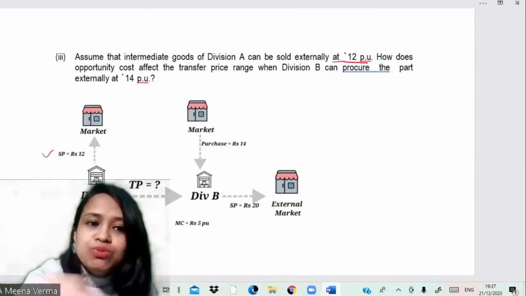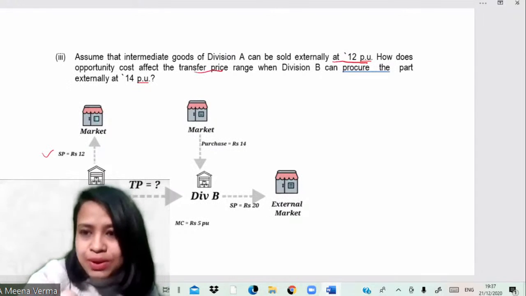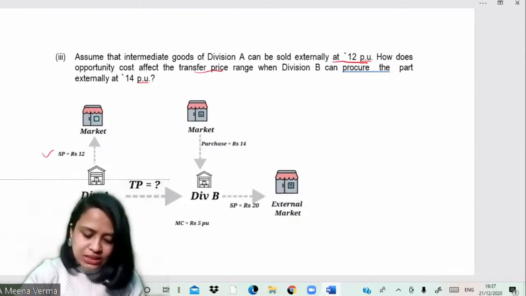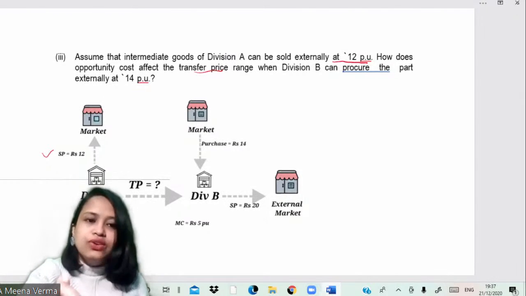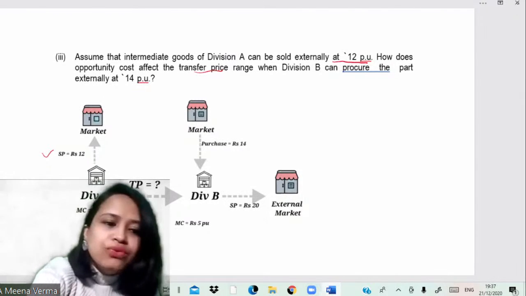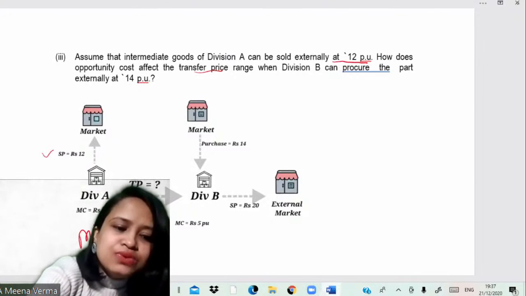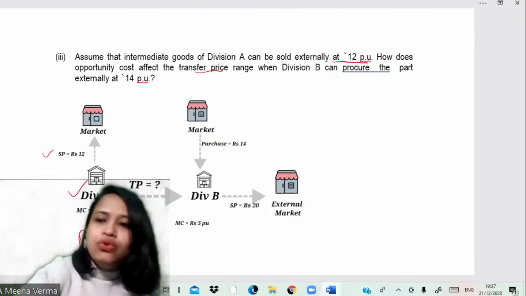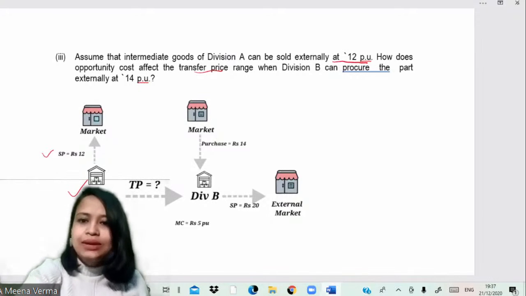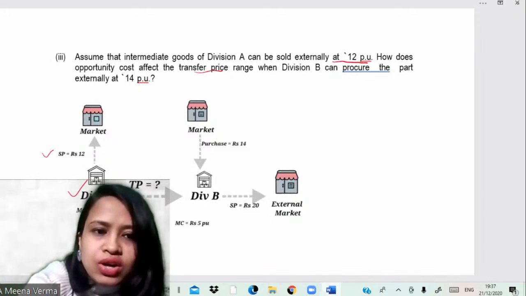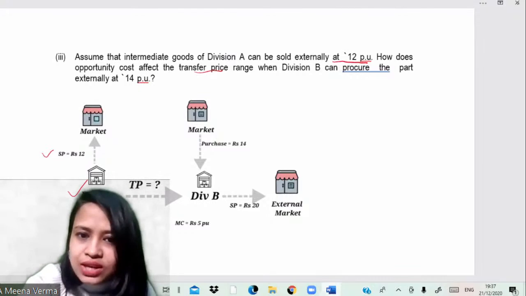How does opportunity cost affect the transfer price? Now, in this case, you have to consider the opportunity cost. They're asking how it will affect your transfer price. Obviously, this will affect your minimum transfer price, the minimum price which you quote for the product you want to transfer from division A.